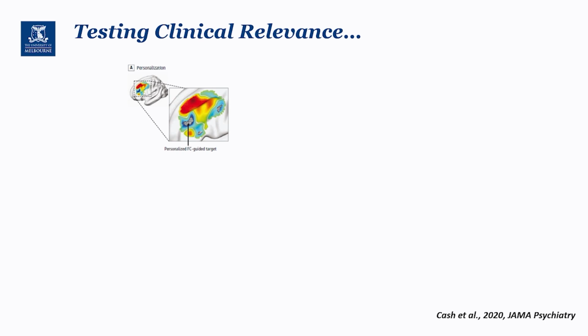So, okay, that's all great. We've developed an approach to personalize. We've shown that it's reliable. We've shown that we can achieve good precision to within a couple of millimeters. But the real question is, does this have clinical relevance? If we take a patient's fMRI scan and give the clinician a personalized coordinate, is this actually going to improve the clinical outcome of TMS for a patient with depression?